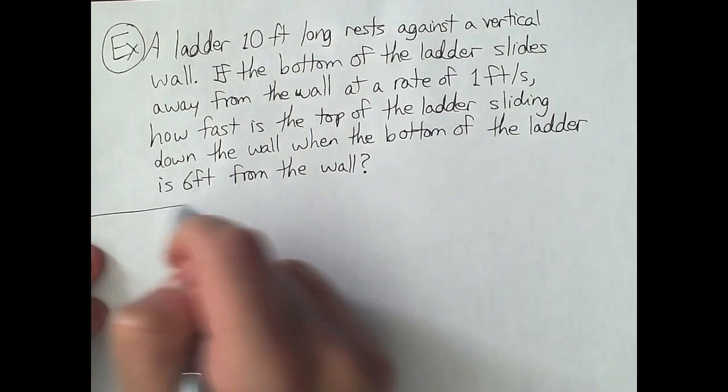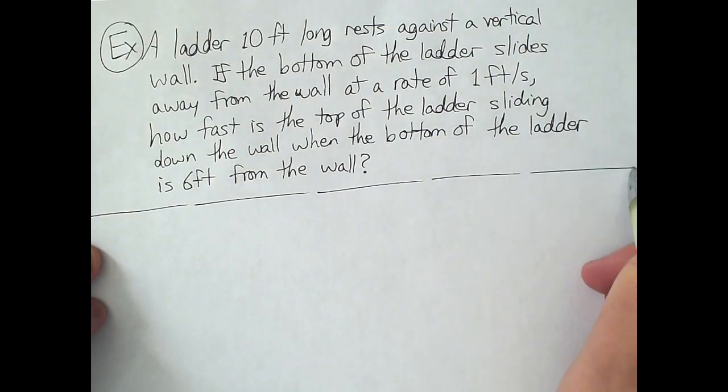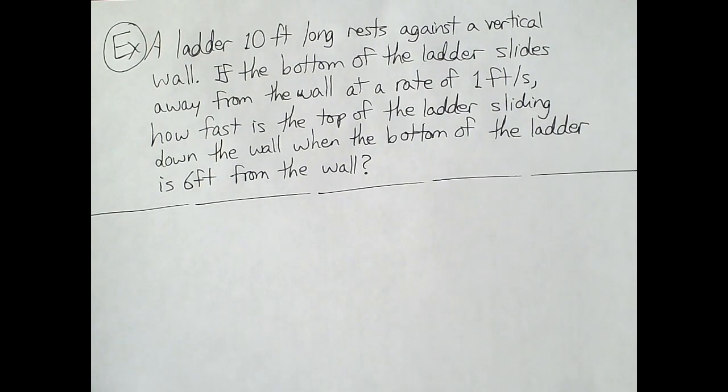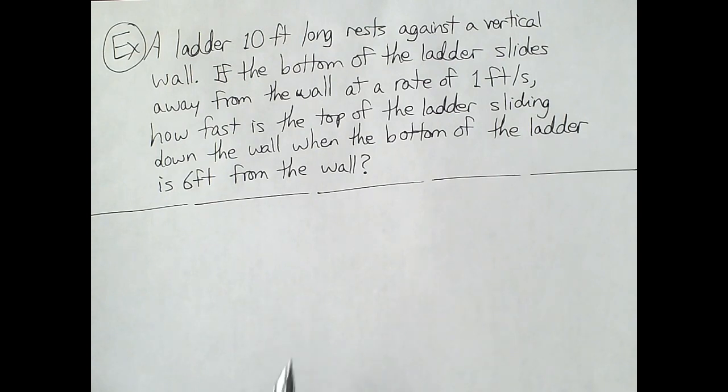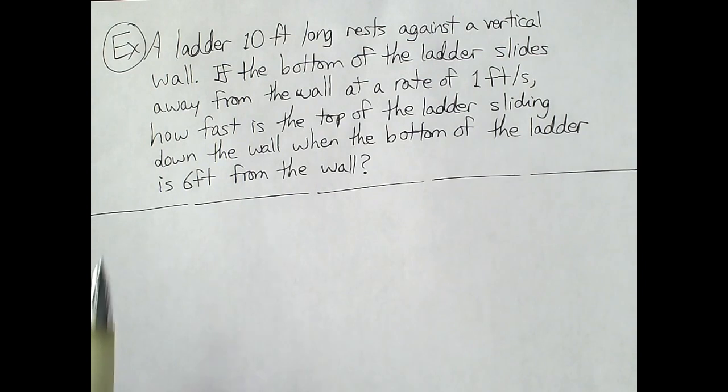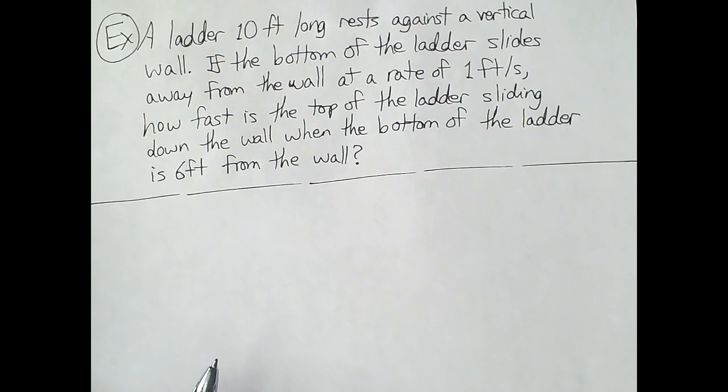All right, so I think we should draw a picture for this one. I think we're trying to envision this ladder against a wall. The bottom of the ladder is sliding away from the wall, so the top of the ladder must be sliding as well. And there are rates of change associated with both of them. Let's draw a picture. I think a picture will help with this.